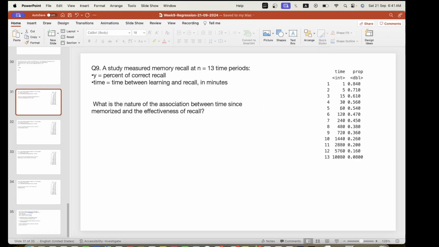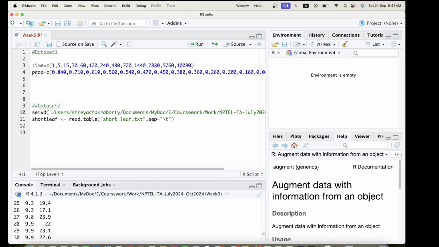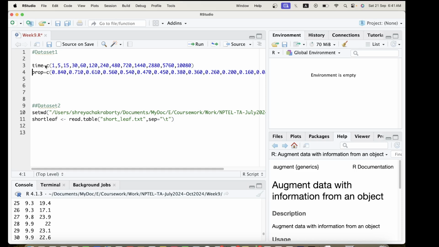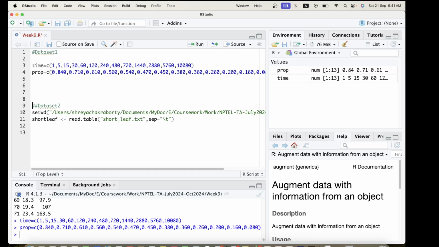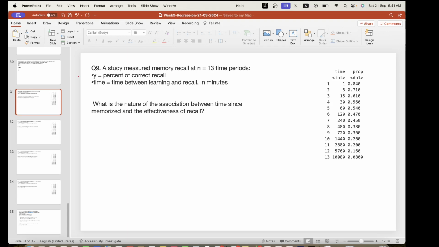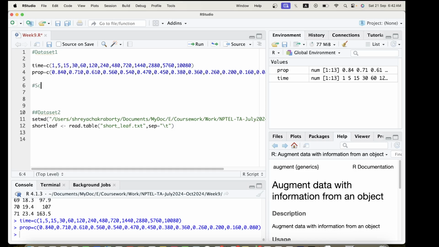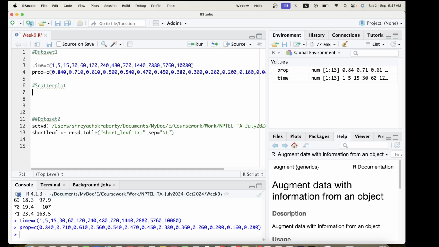So I have entered time in a vector and proportion in another vector. So time is actually my x, and proportion, the percentage of correct recall, is my y. Now, first things first, let us plot a scatter plot and see the relationship between x and y.